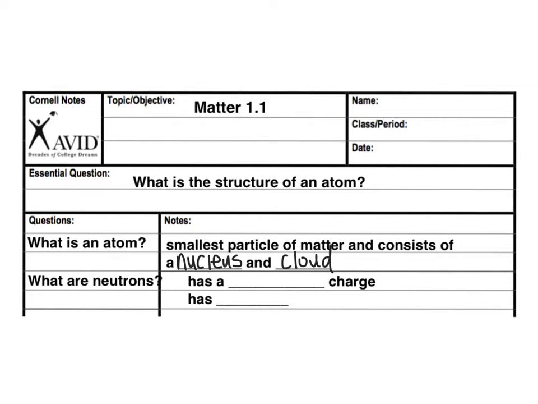Number 2, what are neutrons? Neutrons have a neutral charge. They aren't positive and they aren't negative. They're just neutral. But they do have mass. Yes, it's probably really small, but they do have mass. So this is matter.